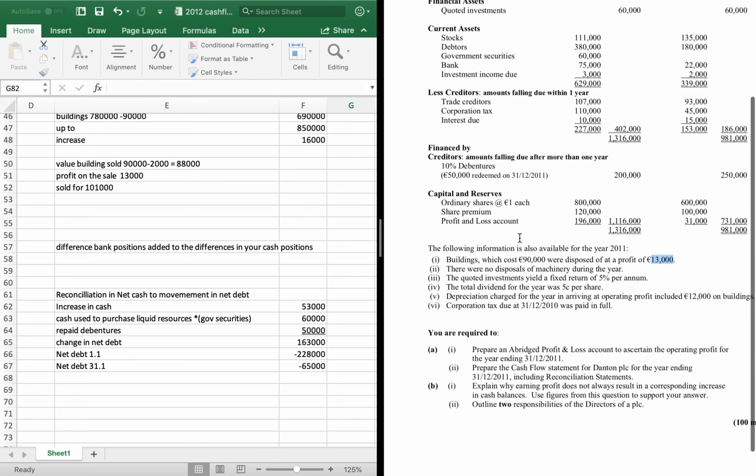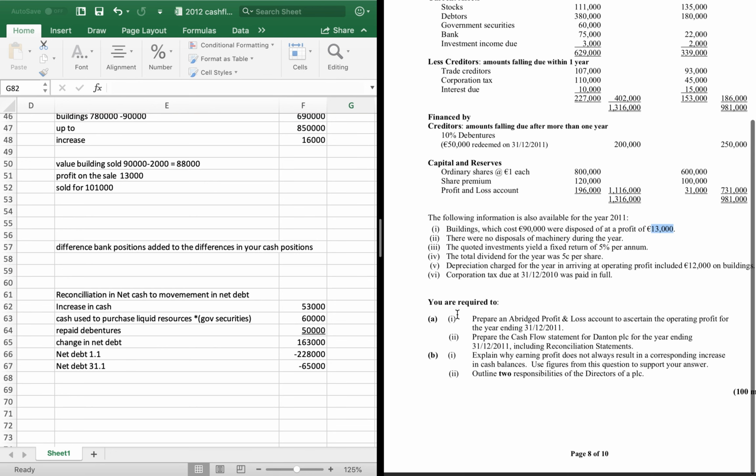The second one is outline two responsibilities of the directors of a PLC. Now, that's just stuff you have to learn. It'll be in your notes online. But the directors have a legal responsibility to comply with the Companies Act. That's the most important part. If you don't comply with the Companies Act, which is all about preparing accounts properly, all that sort of stuff, you can be barred as a director.